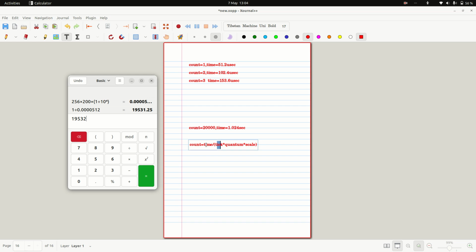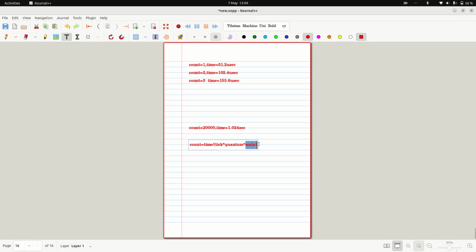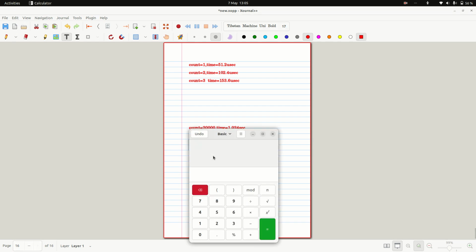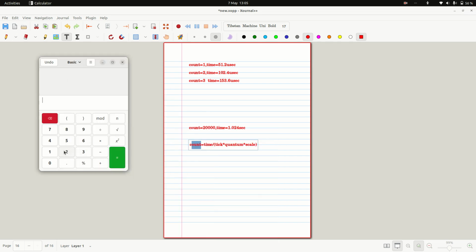Yeah, obviously I can do. Quantum I can't change, but I can change this scaling type. So change the tick and scale and get integer value. So here you need to change the value of tick to get 20,000 of count value. So how to do? Okay, let's consider tick value as 250. Okay, 250 into 200 nanosecond.